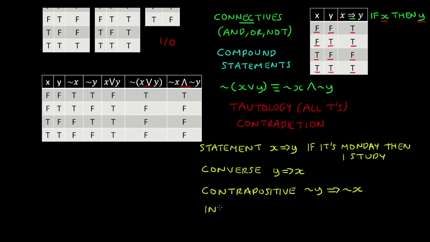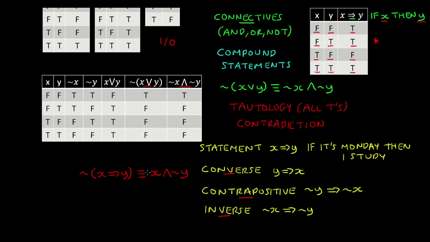And the inverse is not x implies not y. So if it's not Monday, then I do not study, being an example. So in other words, the inverse is the converse of the contrapositive. So from this truth table, we can deduce that not (x implies y) is equivalent to x and not y.